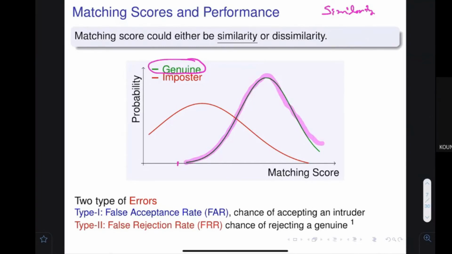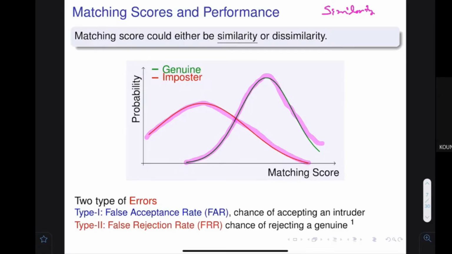And if I take the imposter scores and look at their histogram, it comes out like this. Here I am representing the probability of a particular score. Any questions on this?